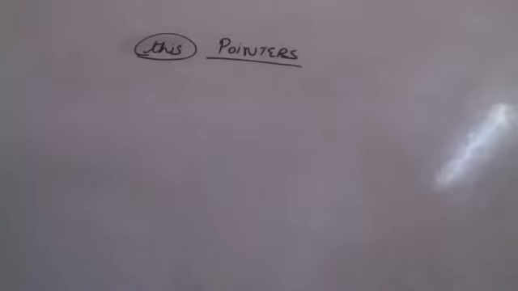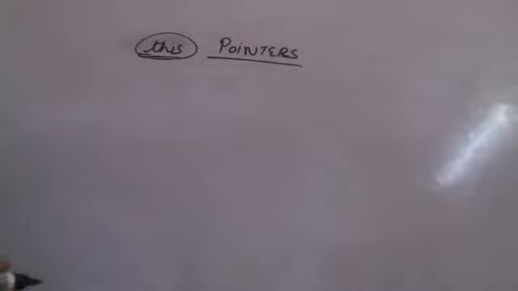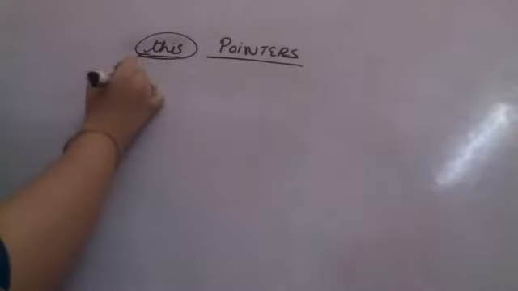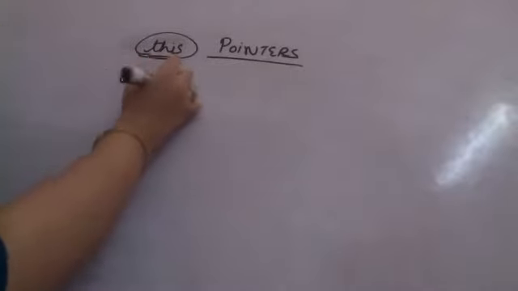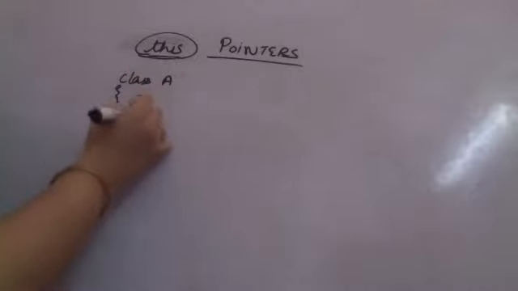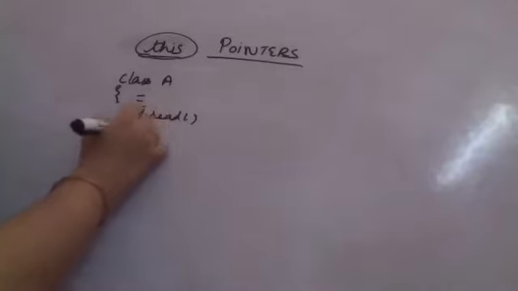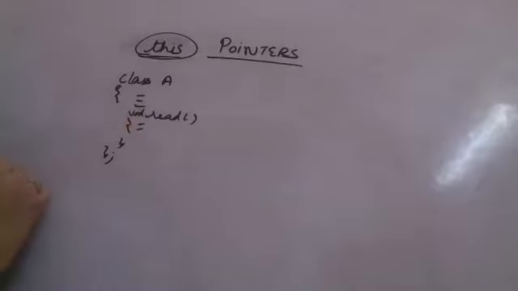So this is a unique keyword that C++ allows you. This is a keyword, in small letters, and it represents the object that invokes the member function. Supposedly I have a class A, which has some member variables, etc., and it has some function read. Suppose there is a void read having some parts, and the class ends.